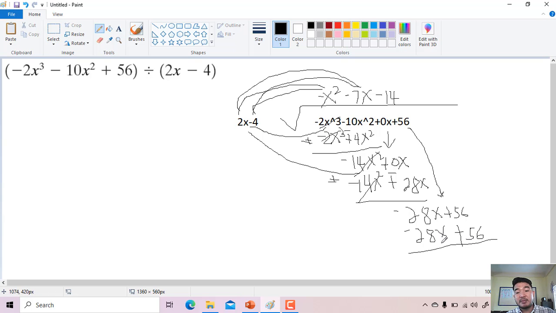And then you subtract, magkamukha sila, so you cancel it out. So 0, wala tayong remainder sa problem na ito. So our quotient would be negative x squared minus 7x minus 14.